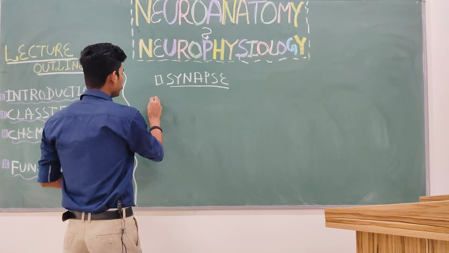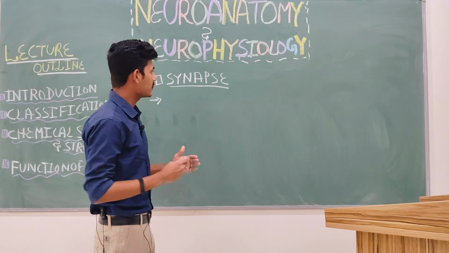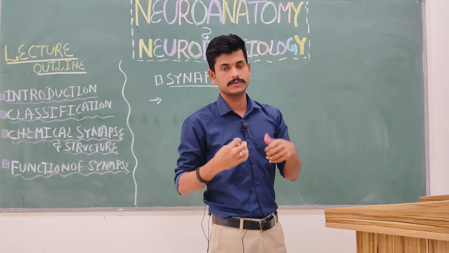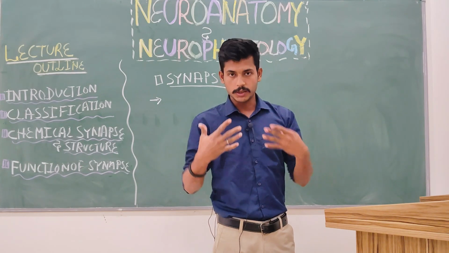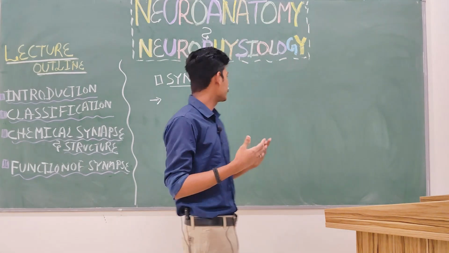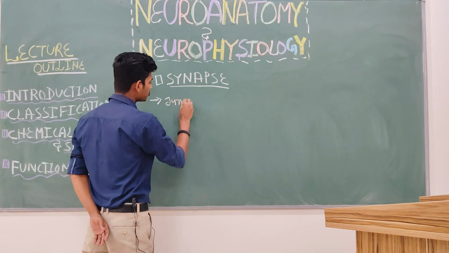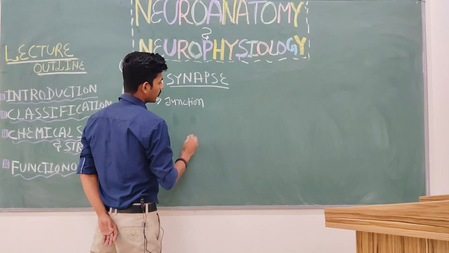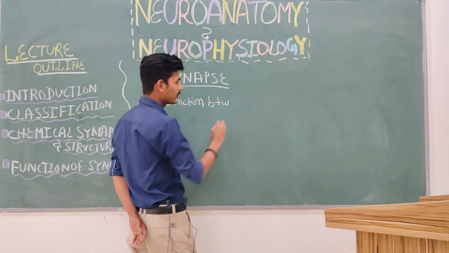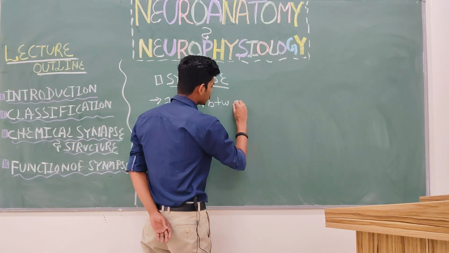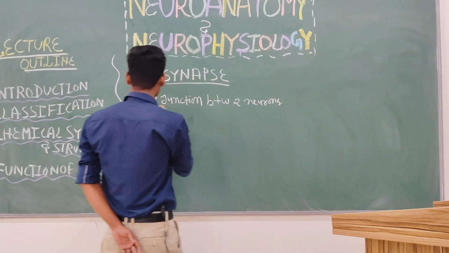You have a previous idea about the synapse. Synapse is basically a junction between two neurons. First of all, we write it: it's a junction between the two neurons.